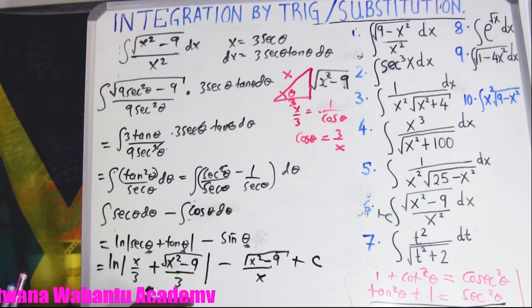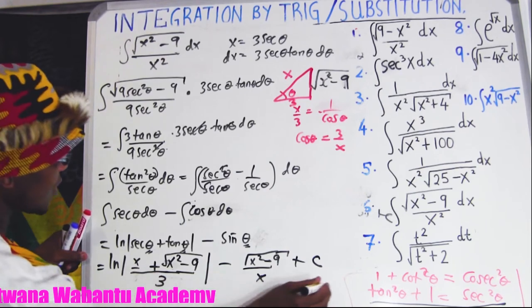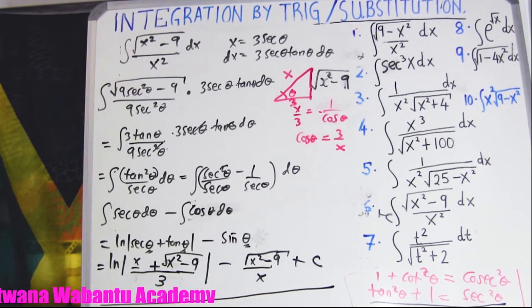So I can plus my C now. I can put this together for one. I can just say both of them over 3. So I can do it like this, and this is going to be my final answer for question number 6.